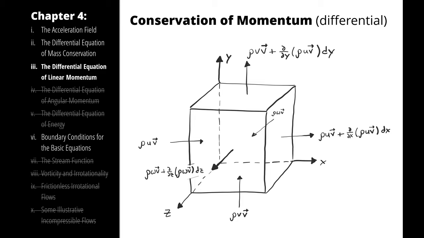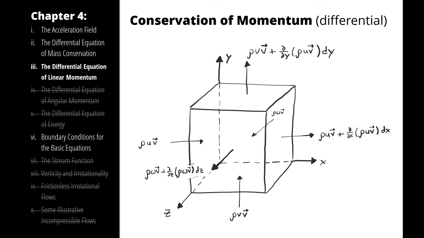In trying to express our conservation of momentum integral relation as a differential form, it is useful again to consider a unit cell of fluid. The volume of this unit cell is infinitesimally small, and for Cartesian coordinates, we can consider it as having x, y, and z dimensions of dx, dy, dz, respectively. Its position is entirely arbitrary, so long as it's not on a boundary.